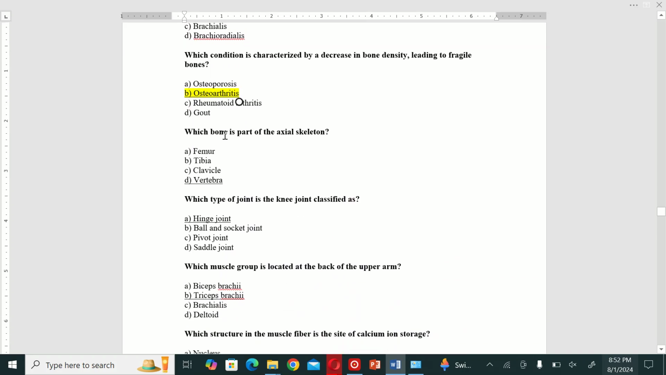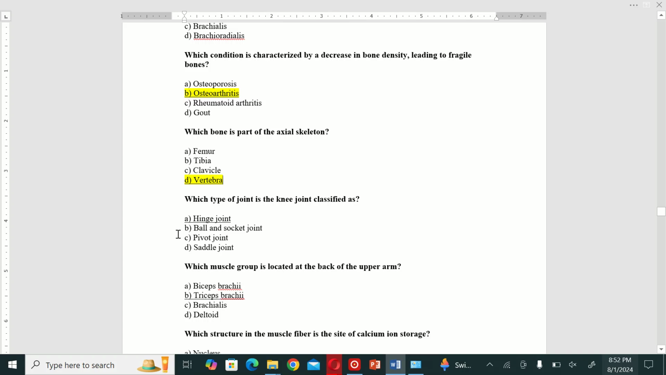The next MCQ is: which bone is part of the axial skeleton? A. Femur, B. Tibia, C. Clavicle, and D. Vertebra. So the correct option is D.